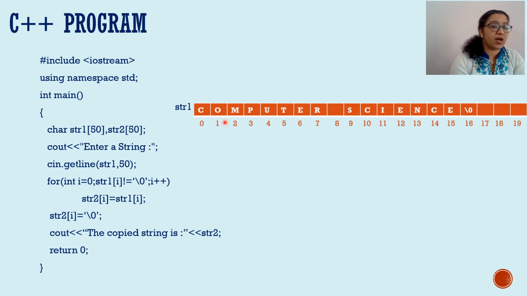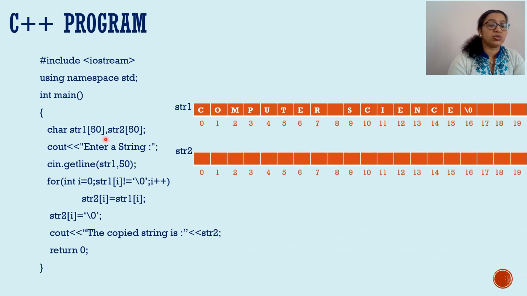See, str1 is the array, and we input the string computer science. You see, 16 letters are there, and the last letter is \0. Now one more string is there, empty. That is str2, with blank space. Now we want to use the loop for copying. So first I is equal to 0. Yeah, I is on 0 now.